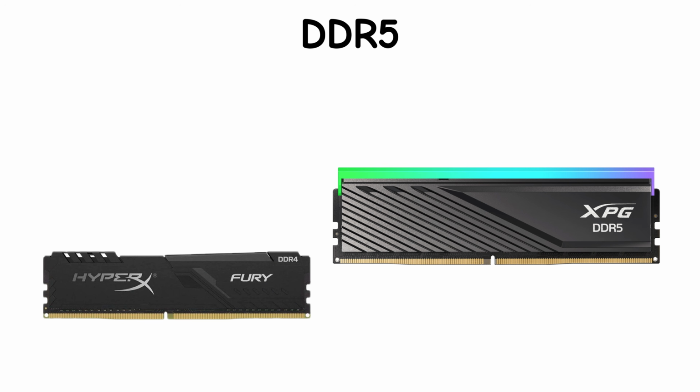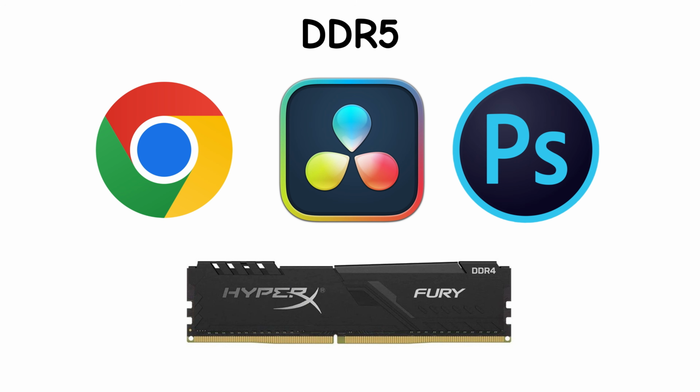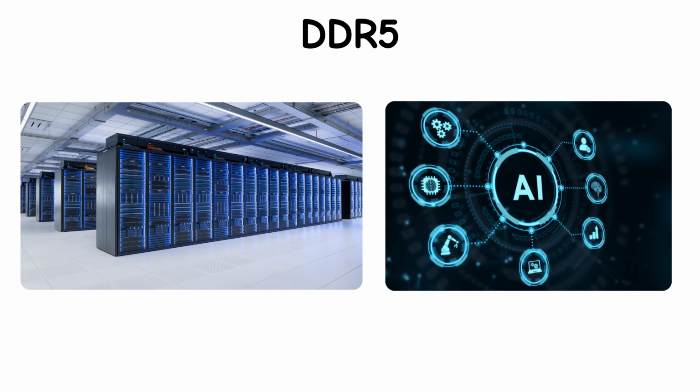But all of this comes with one downside. DDR5 costs more than older generations. And for everyday use, DDR4 is still more than enough for most people. On top of that, RAM prices can also rise during shortage periods, especially when data centers and AI workloads increase demand for memory.